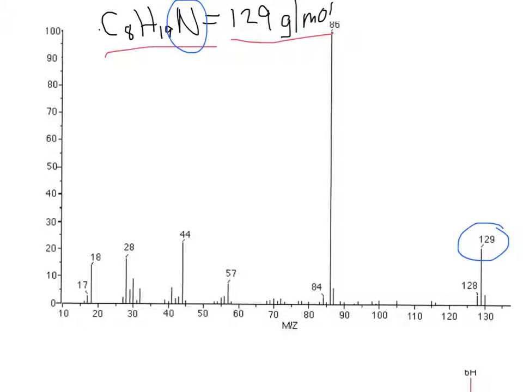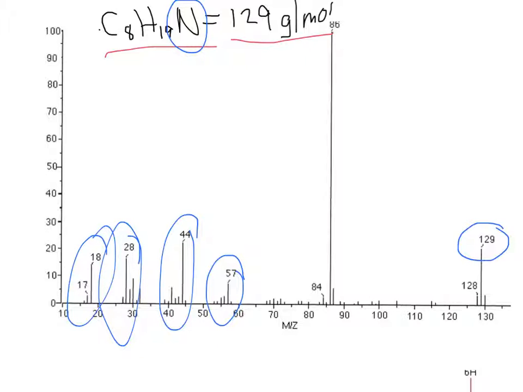Really, the only other thing that we can get from this mass spectrum is that there's a lot of alkanes. This big peak at 86 is indicative of a hexane. The peak at 57 is indicative of a butane. The peak at 44 is indicative of propane. The peak at 28 is indicative of ethane. And the peak at the 18 and 17 mark is indicative of methane. And these are all different alkanes that can be detected by the mass spectrometer.